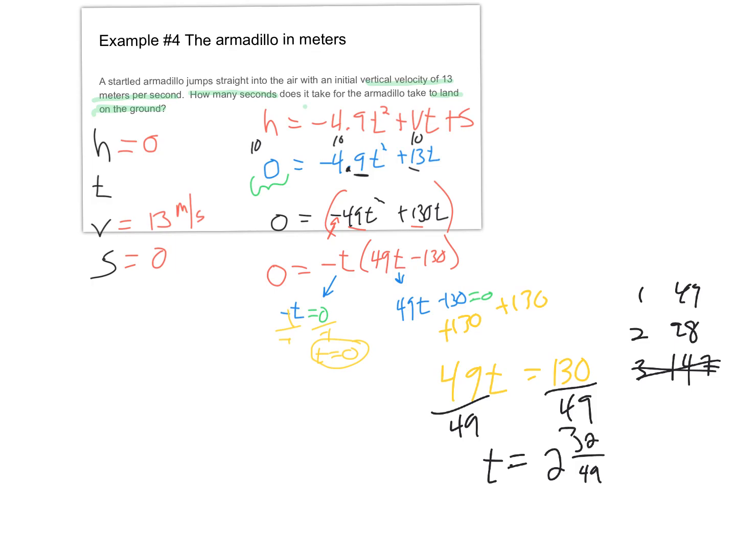Okay. Now again, this is a great example of, because if I say, yeah, I'll be there in 2 32/49, no one's going to know what you're talking about. This is where they're going to want your decimal. So this will be 2 point, and that's going to work out to be 0.6530612. So let's round that to two places. We'll say it's approximately 0.65 seconds.